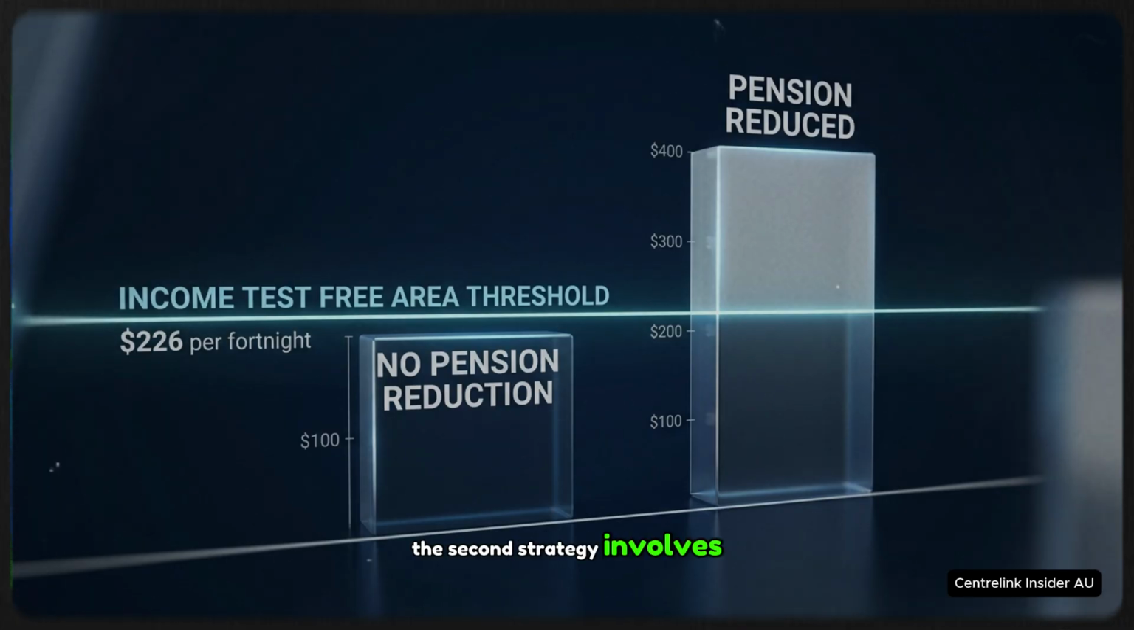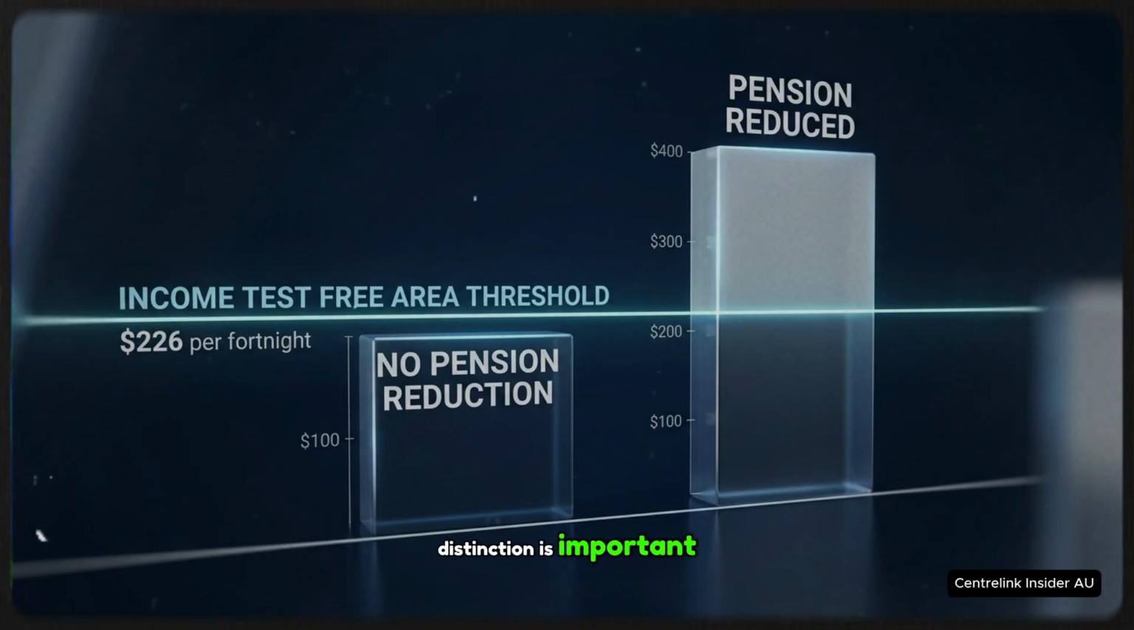The second strategy involves understanding which assets are subject to deeming and which are not. Not all your assets generate deemed income. Your principal home is completely exempt from the assets test and is not subject to deeming under the income test. Physical assets like your car, household contents, and personal possessions are included in the assets test at market value but are not subject to deeming for the income test. Investment properties are not subject to deeming. Instead, the actual rental income from an investment property is assessed directly as income in the income test.